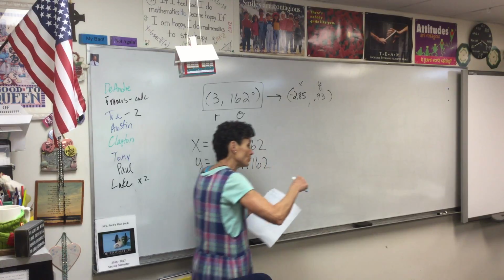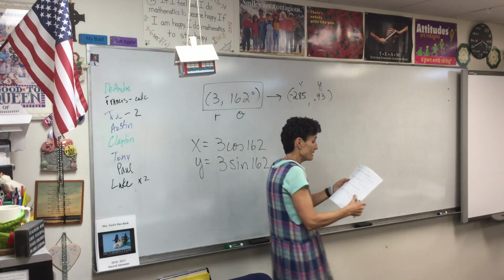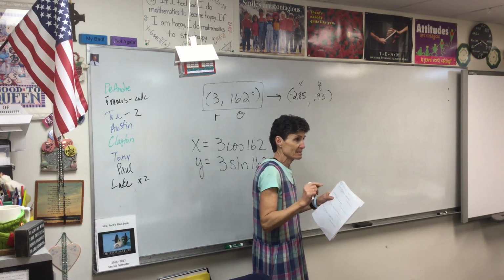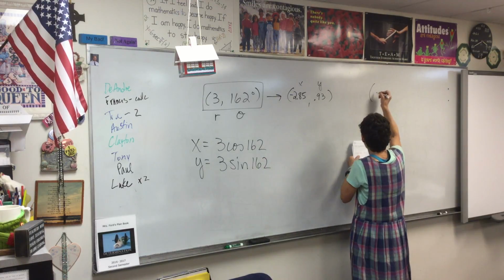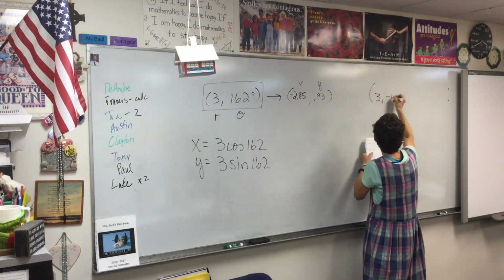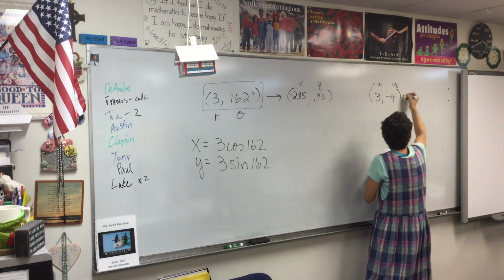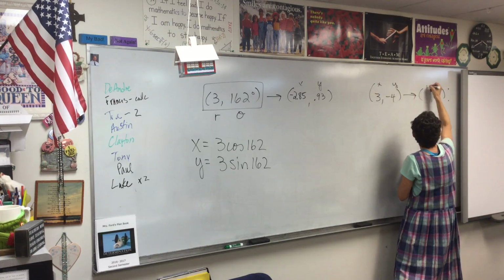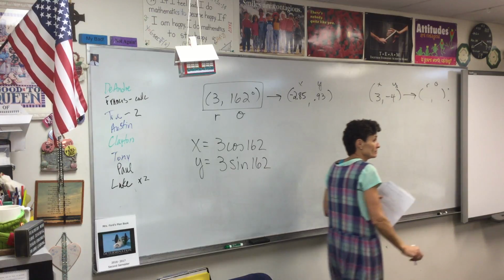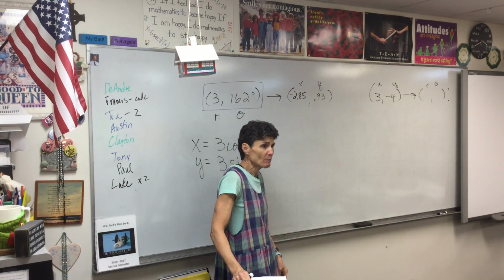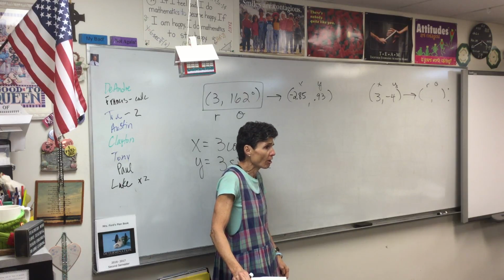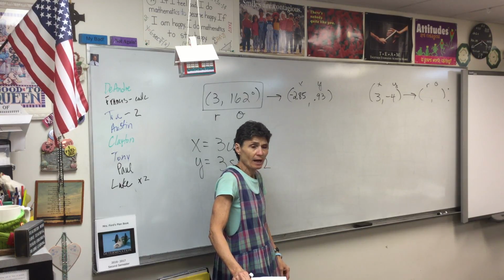Now, number 2 is exactly the opposite of that. Number 2 says, I know X and Y. Now I need to find R and theta. Well, you've done that several times today too. How do we figure out our R and our theta? How do we do that?